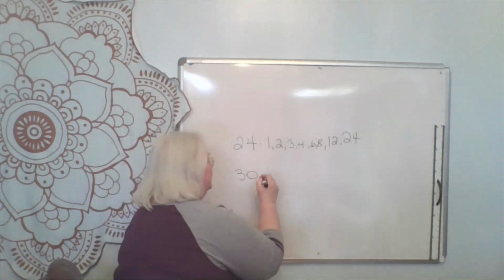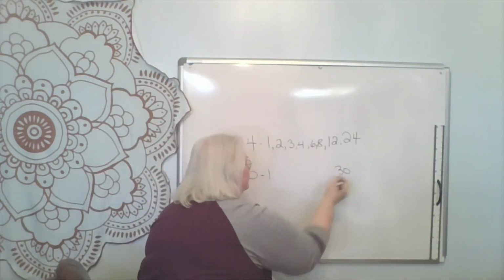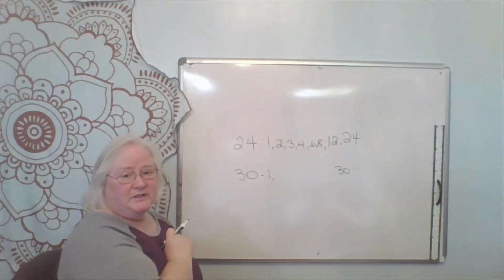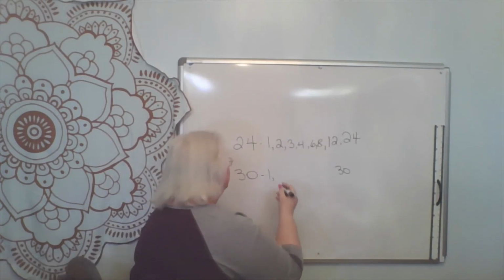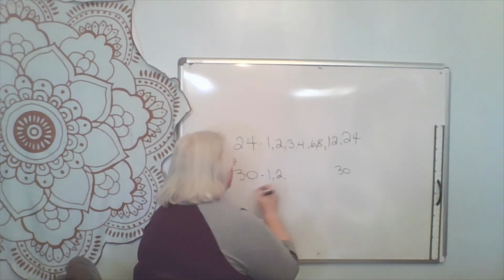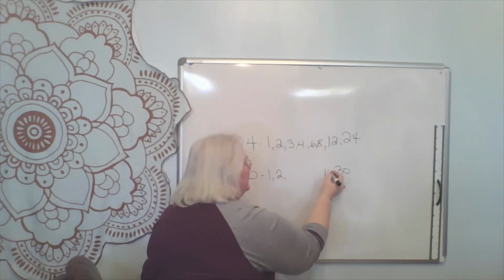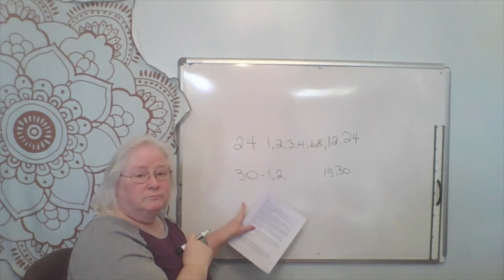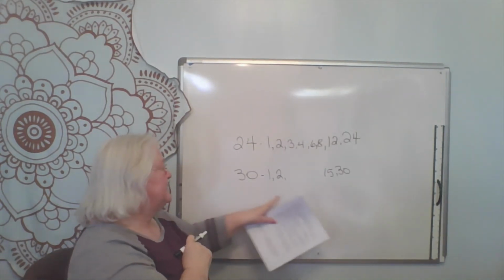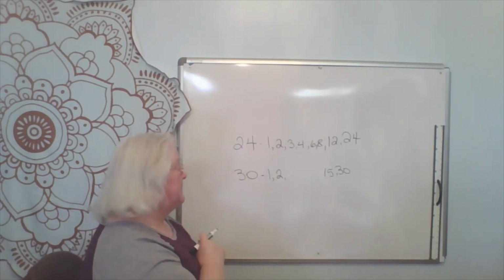How about 30? 1 and 30. Will 2 go into it? It's an even number, so 2 will go into it. 2 times what? 15. Remember, when you're saying 2 times what on any number, you do half of it. So half of 30 is 15. So 2 times 15 is 30.